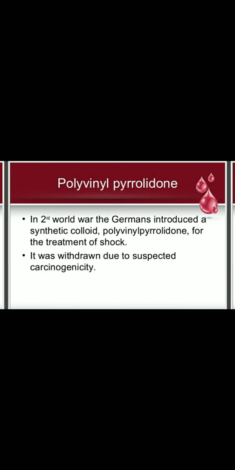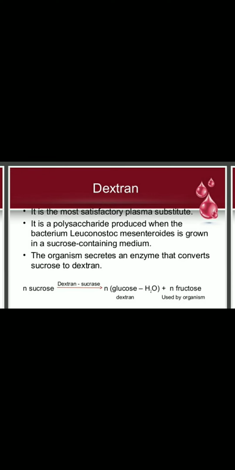Polyvinyl pyrrolidone. In the Second World War, the Germans introduced a synthetic colloid, polyvinyl pyrrolidone, for the treatment of shock. So it was used in the treatment of shock in the Second World War, and withdrawn due to suspected carcinogenicity. This PVP has a carcinogenic property, so due to that it was withdrawn from the market.